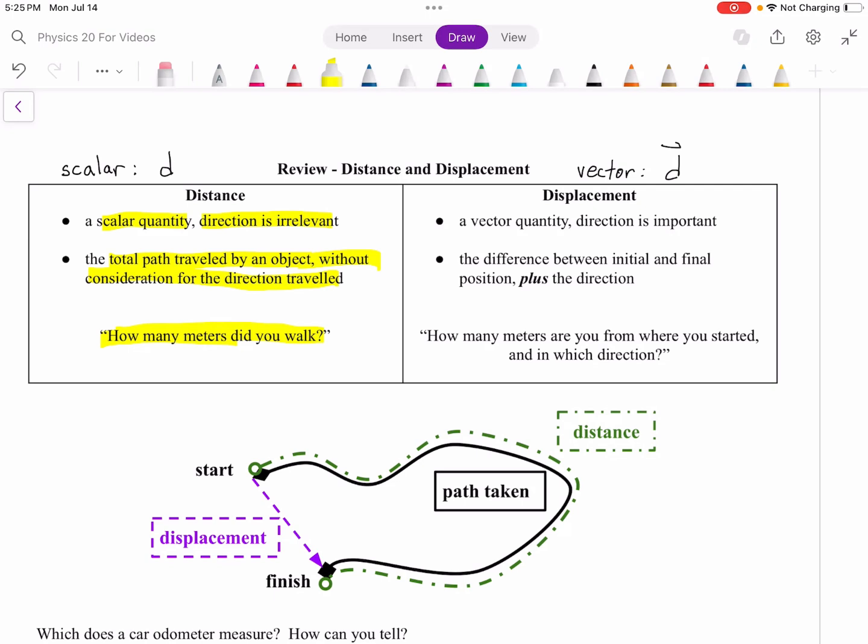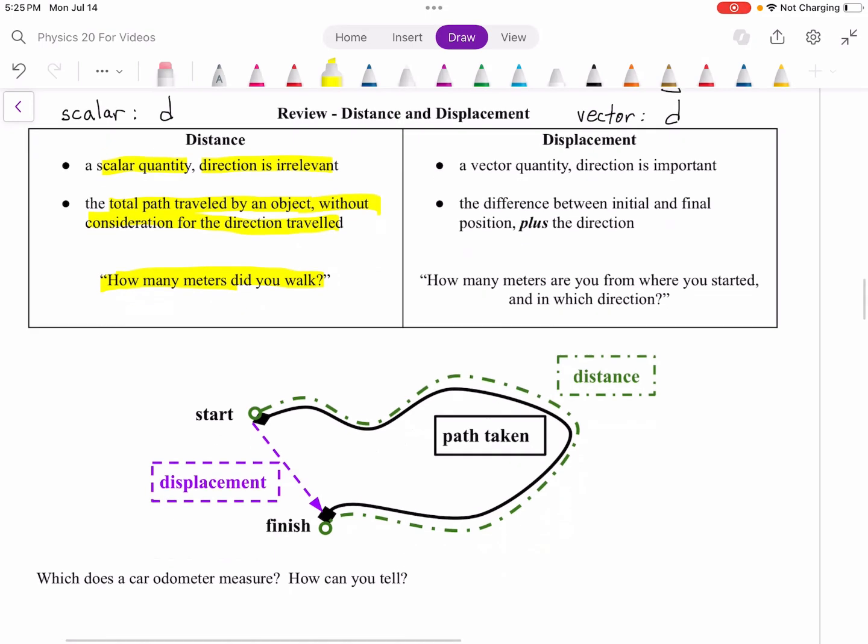Not worried about direction. Displacement, on the other hand, is a vector quantity, and direction is important. It's the difference between your initial and your final position, as well as the direction of that difference. So what displacement is essentially asking is how many meters are you from where you started, and in which direction?